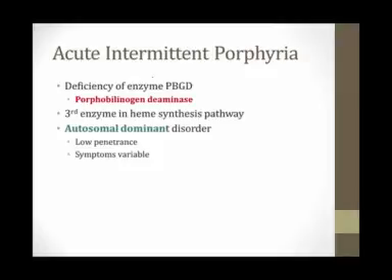The second porphyria we'll discuss is called acute intermittent porphyria. This is a deficiency of the enzyme PBGD, which stands for porphyrobilinogen deaminase. It is the third enzyme in the heme synthesis pathway. This is an autosomal dominant disorder, so it tends to run in families. It has a low penetrance, however, so the symptoms are variable from one family member to the next.